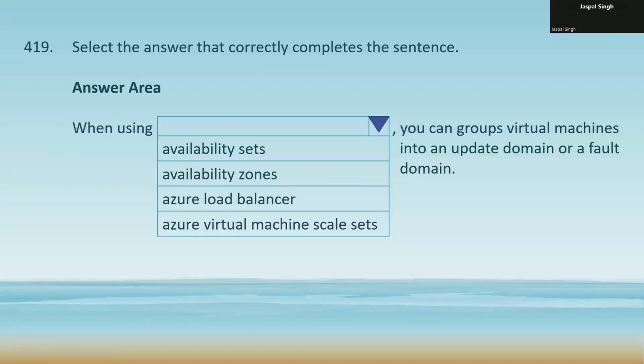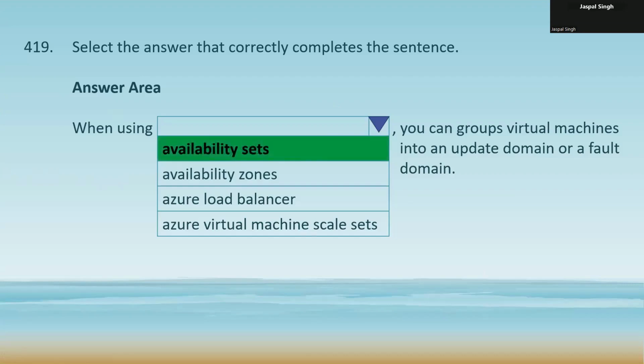When using which of the following, you can group virtual machines into an update domain or a fault domain? And your options are availability sets, availability zones, Azure load balancer, Azure virtual machine scale sets. Friends, the correct answer here would be the first option, which is availability sets.